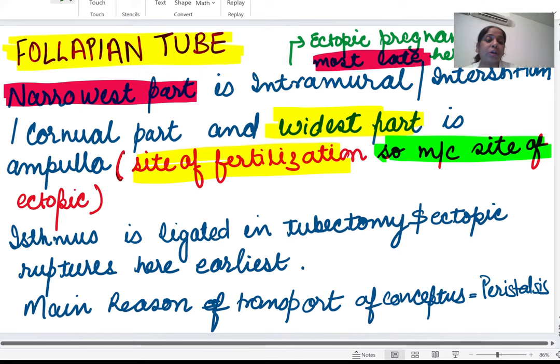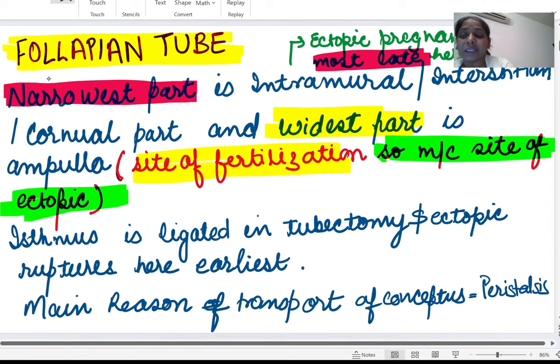This has not been asked. This can be your next question. Very good, Dr. Preeti. Very good, Dr. Jessica. So what is the importance of ampulla? It is the widest part, the site of fertilization, and the most common site of ectopic. Now let us study isthmus.